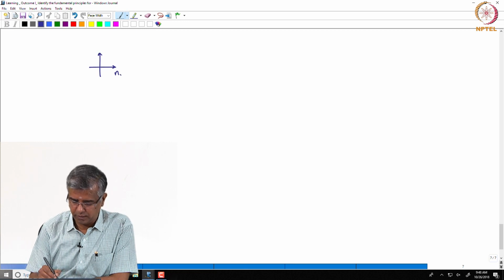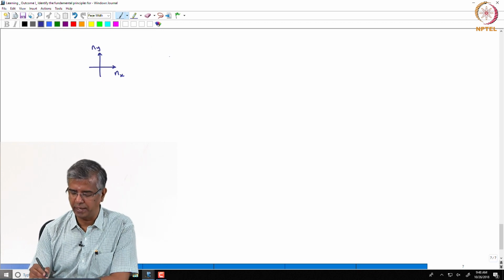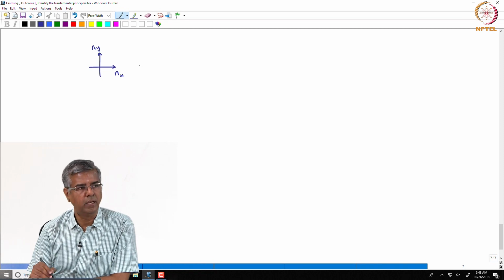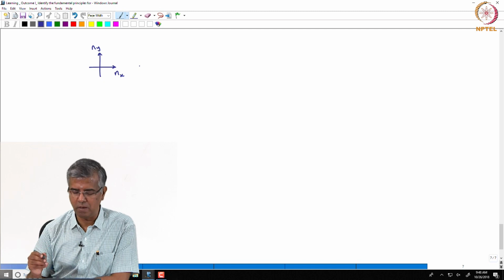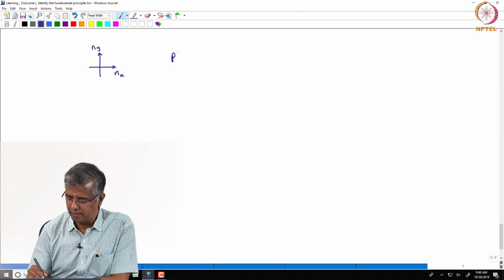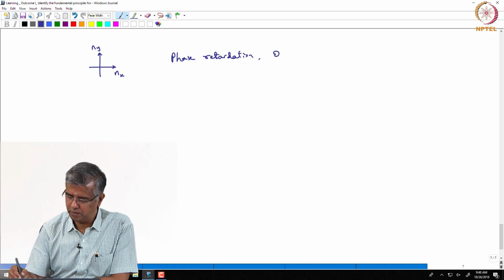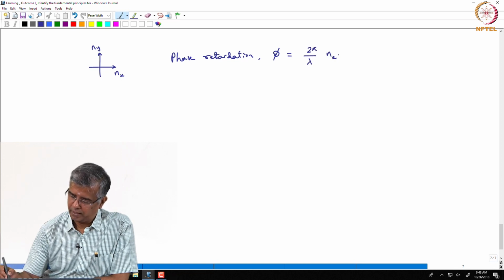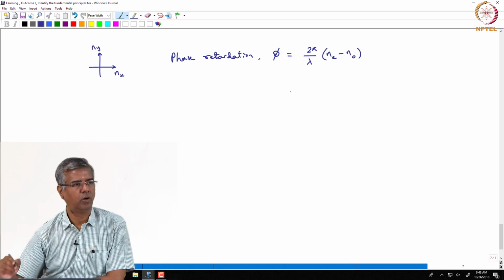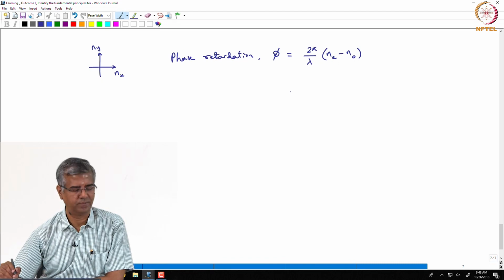you might have n_x like this, n_y is like this. If n_x is not equal to n_y, then the polarization components aligned across the x and y direction are not propagating at the same velocity. So, that means there is actually a phase retardation between them, let us call it phi, and that is going to be defined by 2 pi over lambda times (n_e minus n_o) multiplied by how much it propagates, right.